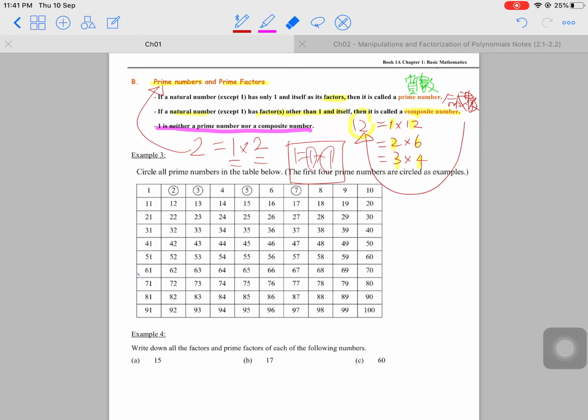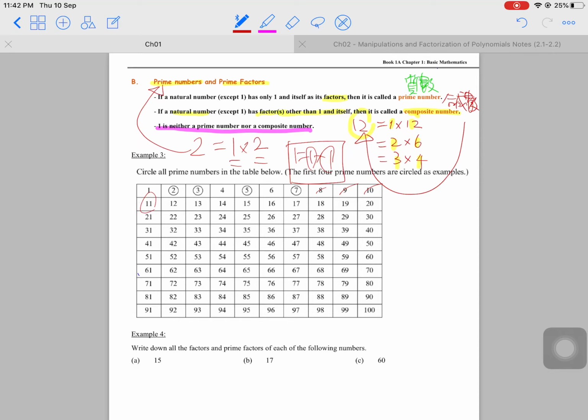You need to circle all the prime numbers in the table below. The first 4 prime numbers are given. They are 2, 3, 5, and 7. For the next ones, you can check. For example, 8 equals 1 times 8 or 2 times 4, so no. 9 can be 3 times 3, so no. 10 can be 2 times 5, so no.